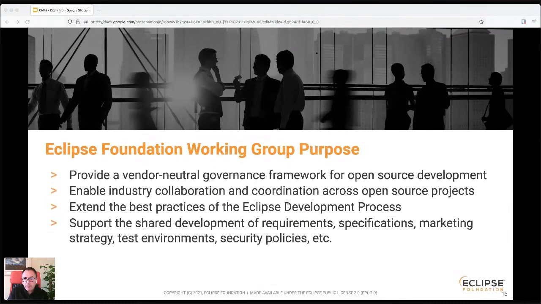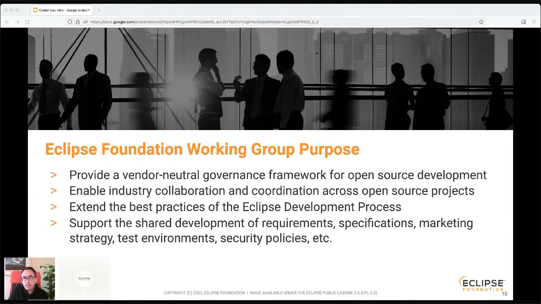Working groups extend the best practices of the Eclipse Foundation's collaborative open source development model, which has been around for many years, to specific technology domains. They enable collaboration on business functions important to the broader open source initiative, including the shared development of requirements, specifications, marketing strategy, and security policies. So it's a holistic approach to running open source projects and communities and how to collaborate around them. It's not just about the source code.